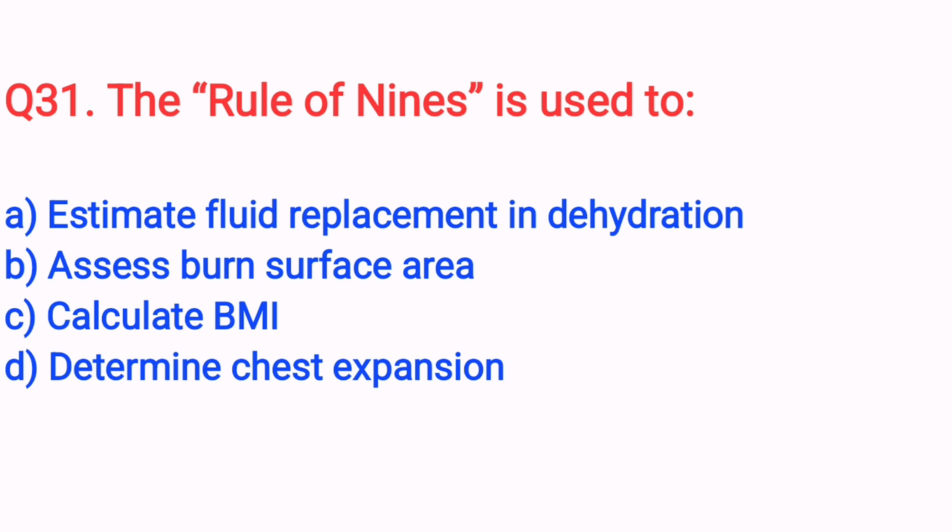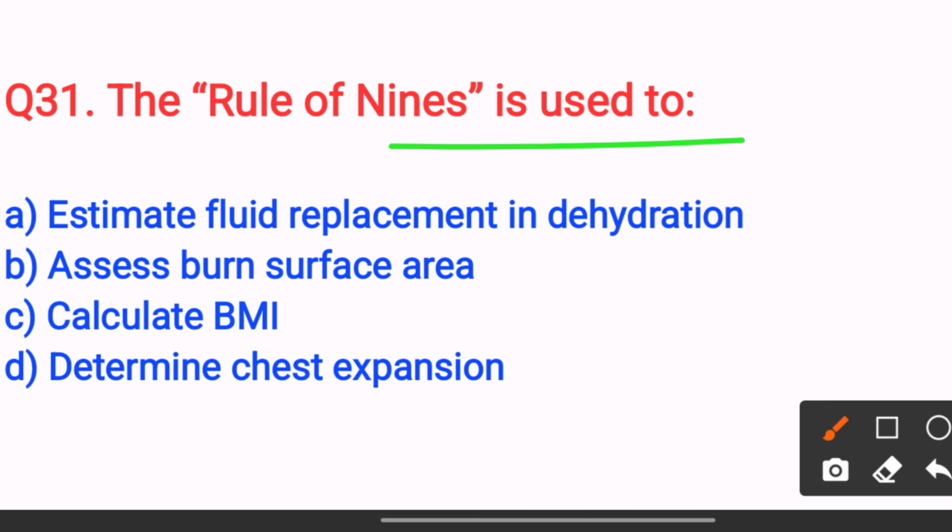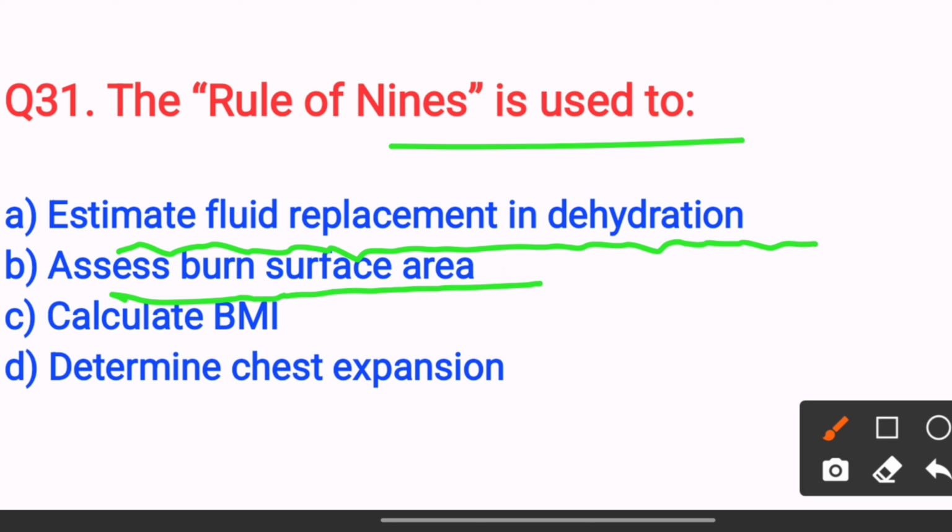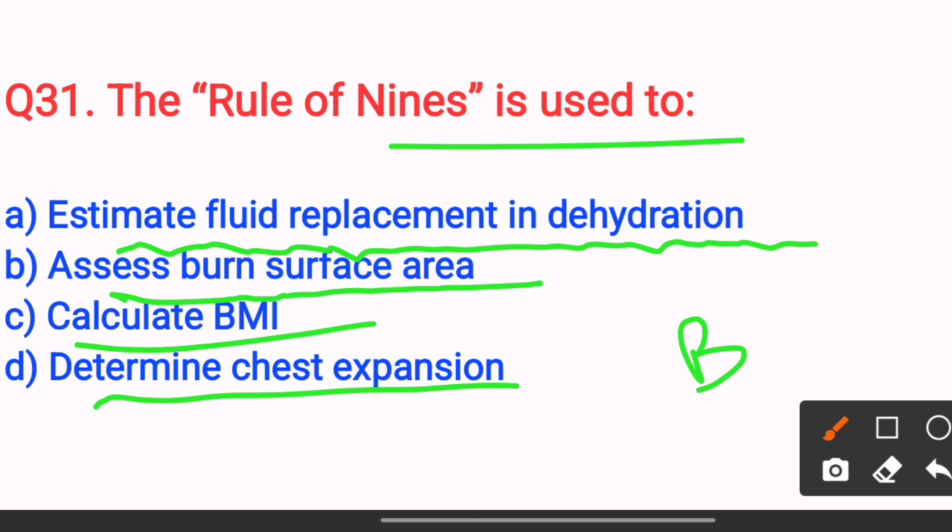Next, the rule of 9 is used to estimate fluid replacement in dehydration. Option B assess burn surface area. Option B, C calculate the BMI. Option C, D determine the chest expansion. The answer is option B, assess the burn surface area.